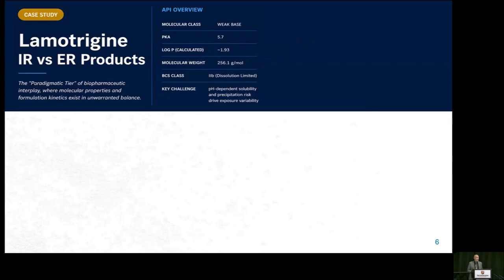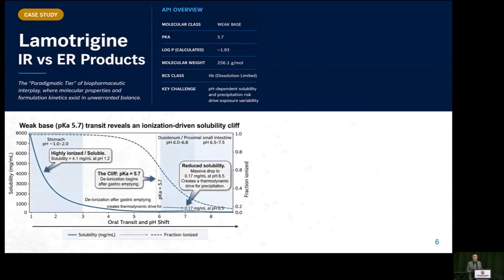So lamotrigine here is a paradigmatic case, and it shows the delicate balance between the molecular properties and the formulation kinetics. As an API, lamotrigine is a class 2B drug, a weak base with a pKa of 5.7, and it has moderate permeability through the gut. Looking at the solubilization curve as a function of pH, we find that lamotrigine, because it is a weak base, solubilizes very readily in the gastric component, but once it hits the higher pH in the duodenum and proximal intestine, precipitation may happen here.